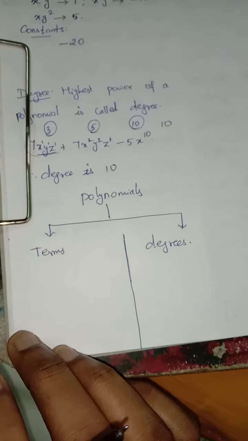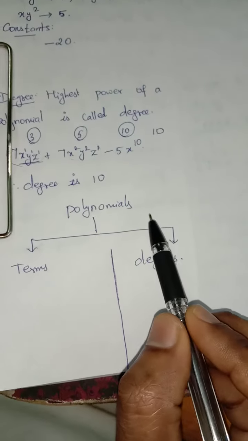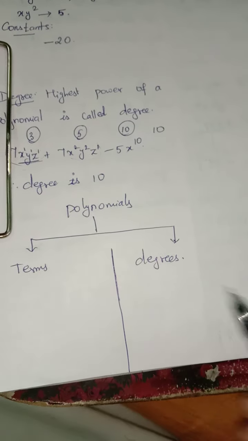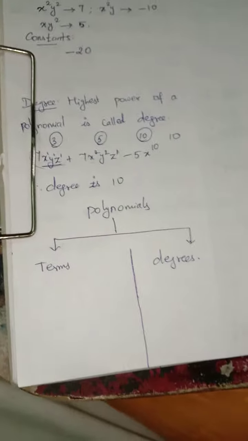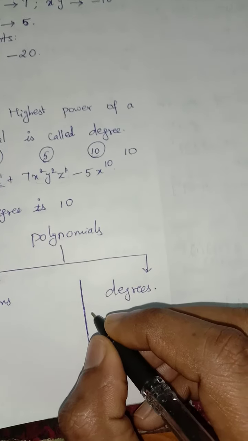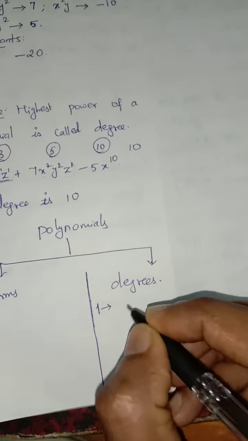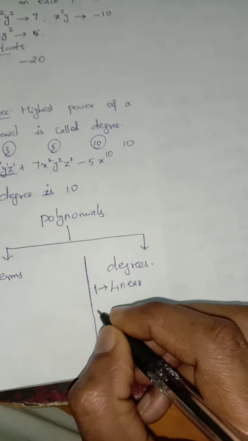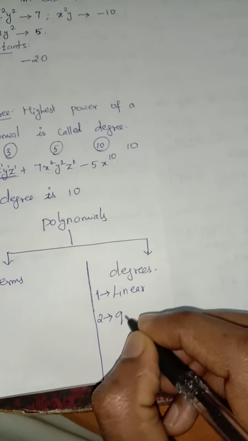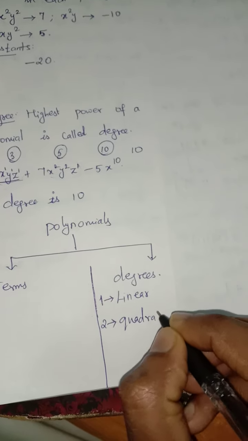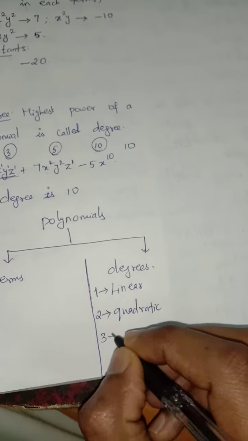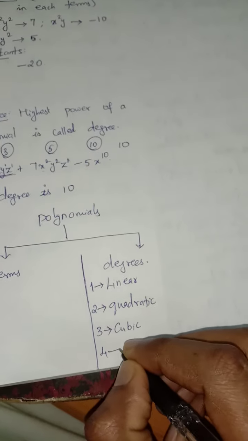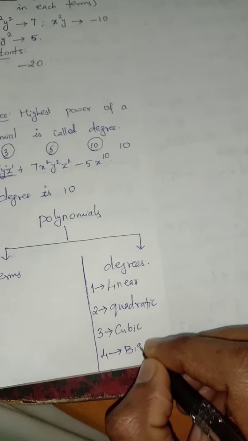Welcome children. I told you that polynomials can be classified based on their terms as well as based on their degrees. Suppose the polynomial has degree 1, then it is called a linear polynomial. If it is degree 2, it is called a quadratic polynomial. If degree is 3, it is called a cubic polynomial. If degree 4, that is called a biquadratic polynomial.